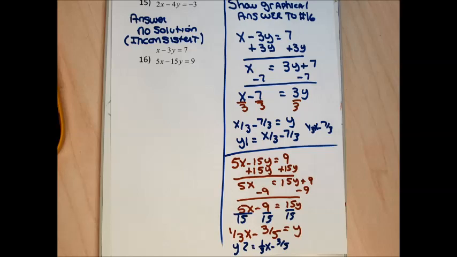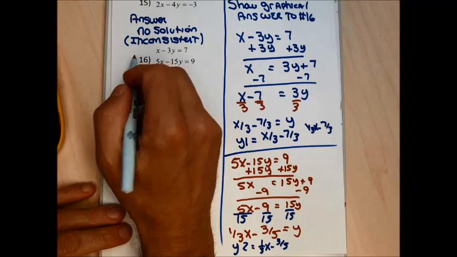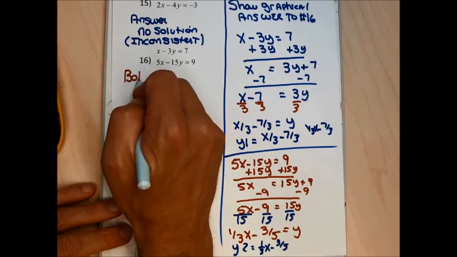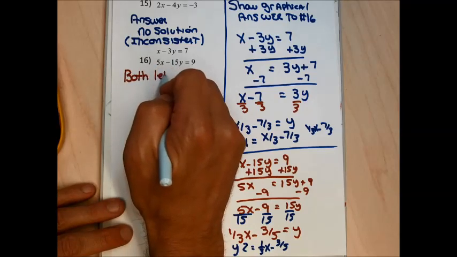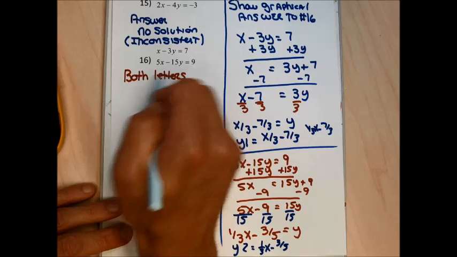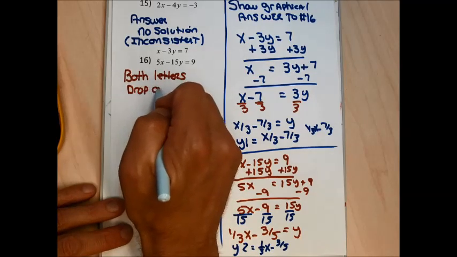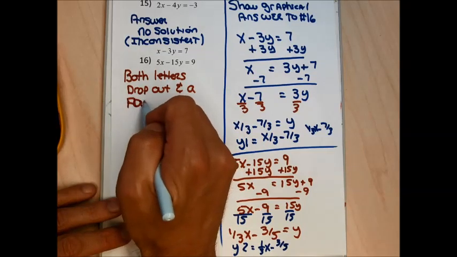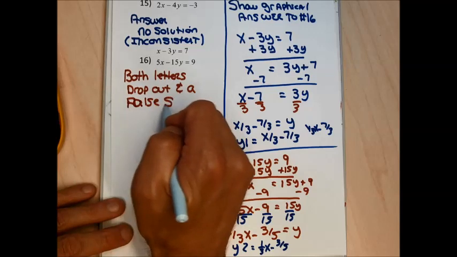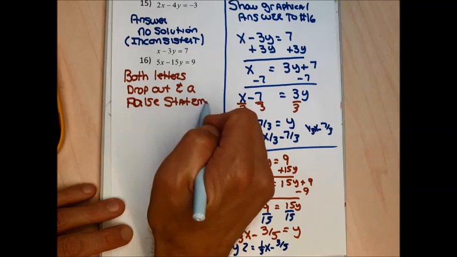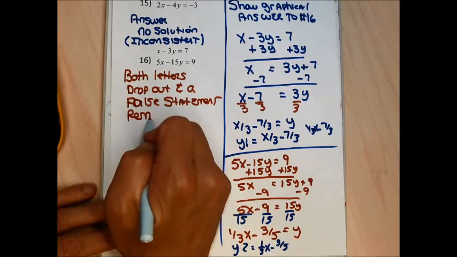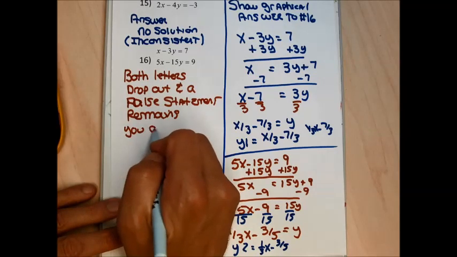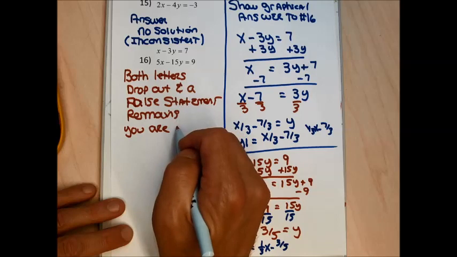Algebraically, what's going to happen is when I have a no solution or I have parallel lines, both letters will drop out and you'll be left with a false statement. So anytime you're doing this work, if both letters drop out and a false statement remains, like 6 equal to 9 or 2 equal to 3, you're done doing algebra and there's no solution. So as soon as the letters drop out, I stop doing my algebra.